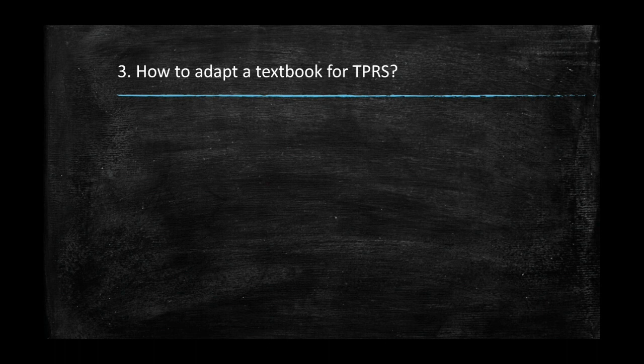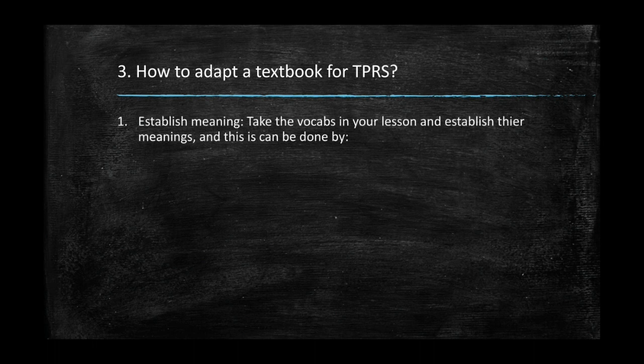Now, the third lesson objective is how to adapt a textbook for TPRS. Step 1, establish meaning. Take the vocabs in your lesson and establish their meanings. And this can be done by pictures, gestures, realia, and translation with abstract words.